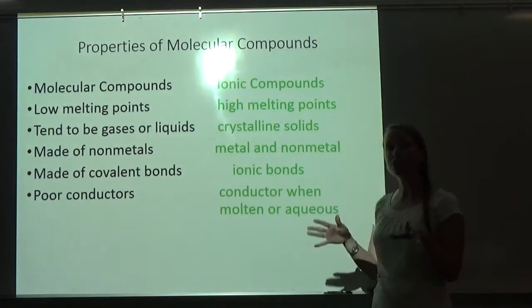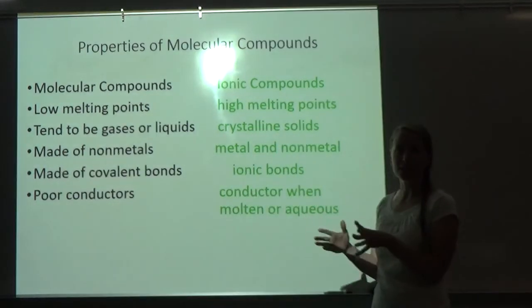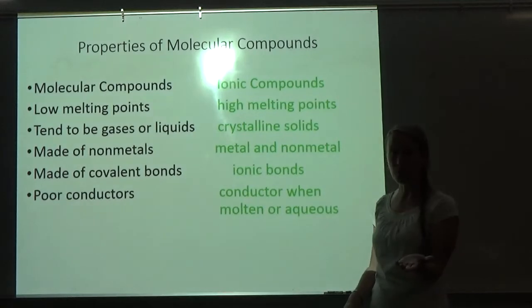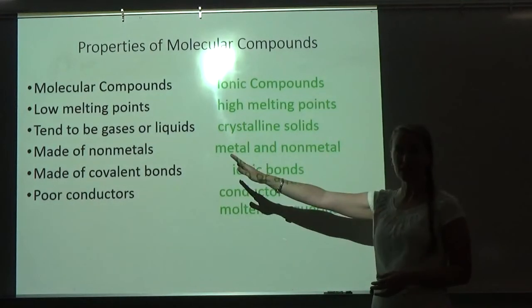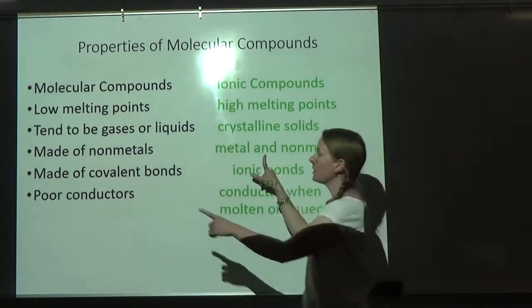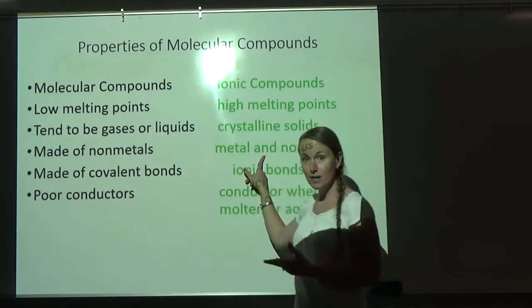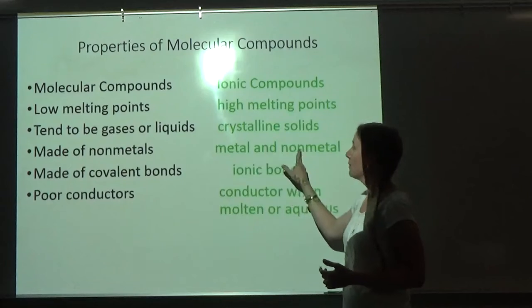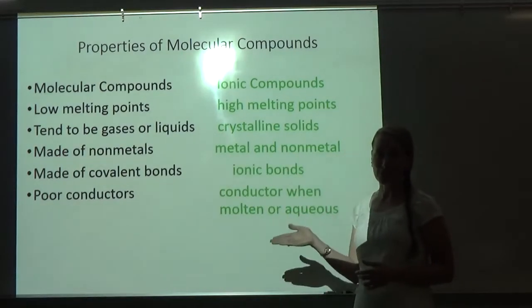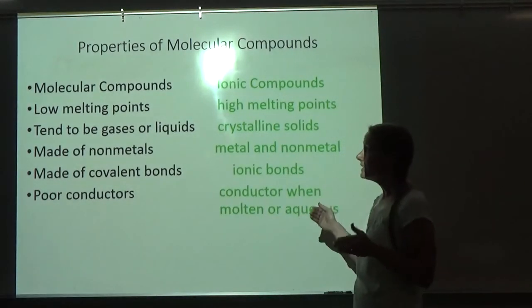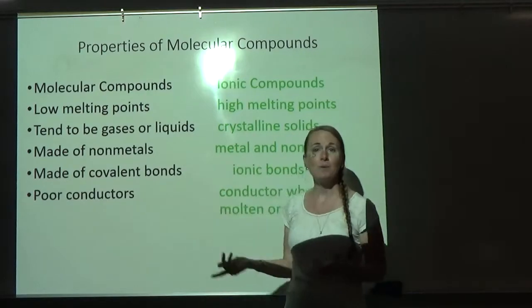If you're just looking at a formula only, like NaCl or H2O, the best way to tell if something's ionic or molecular is this part right here. Molecular compounds are usually made of only nonmetals, and ionic compounds are usually made of a metal and a nonmetal. Just looking at the formula, that's the best way to tell.